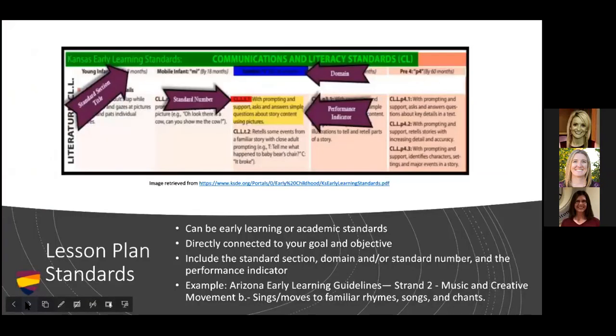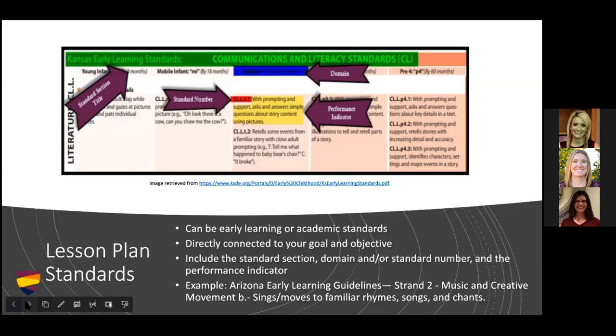Okay, so once we have our goal and our objective, then the next piece of our lesson plan is the standards. A lot of times when we are planning lessons, we will look at our standards and determine our standard before we're planning our objective. You can also first come up with an objective and then look for a standard that aligns. There's really two different ways you can approach lesson planning when it comes to standards.